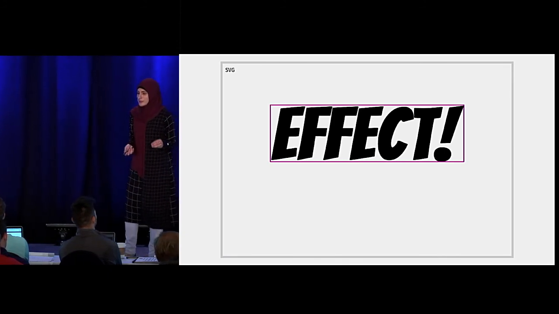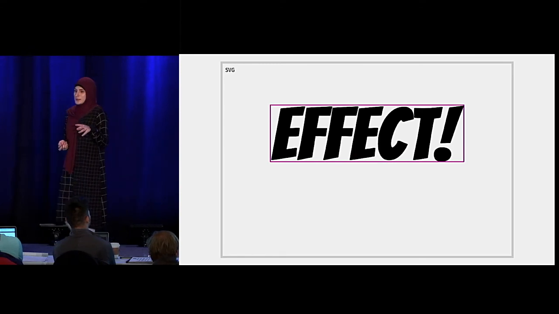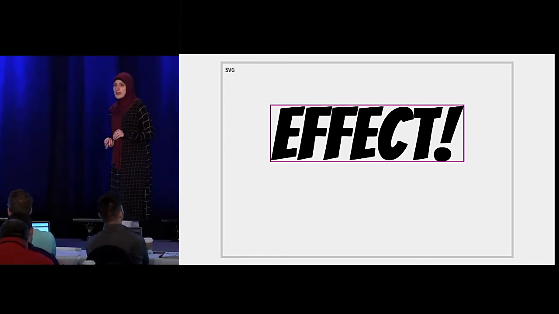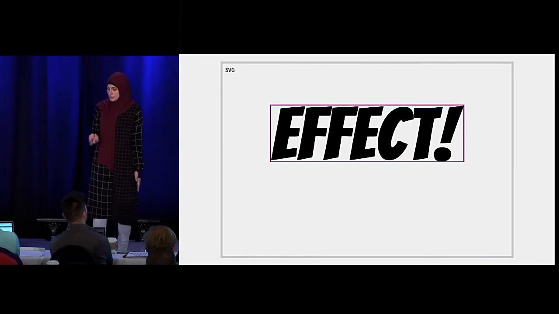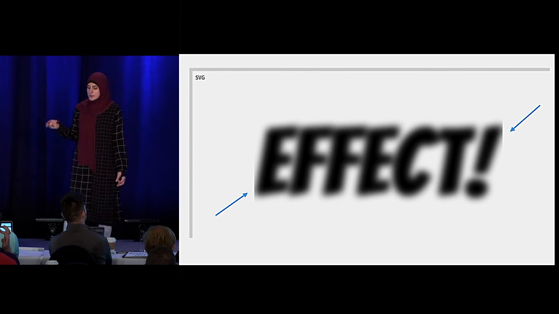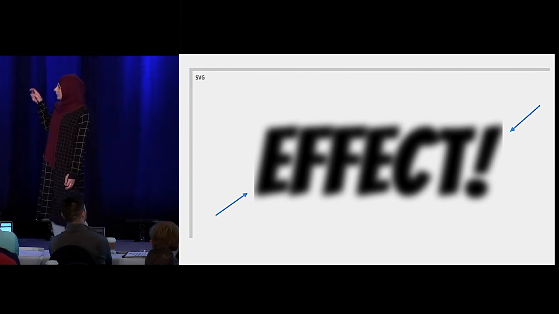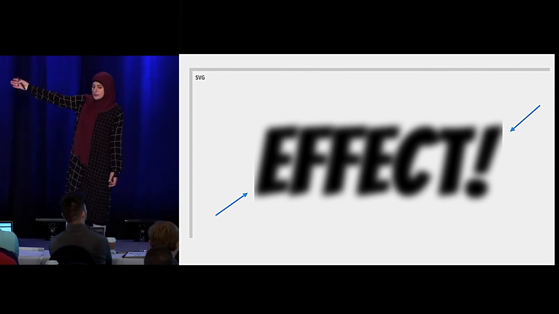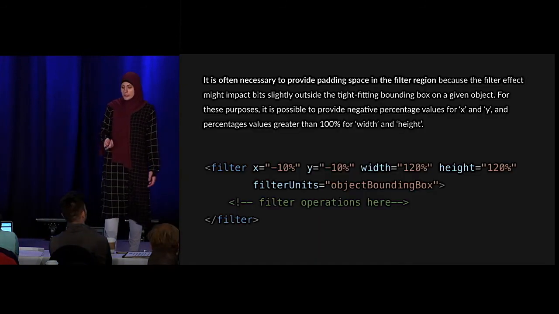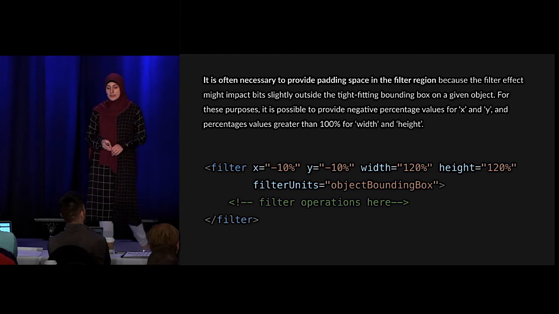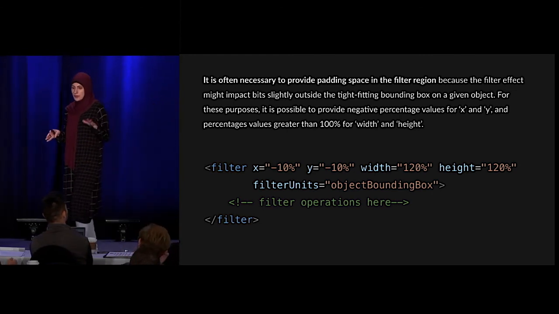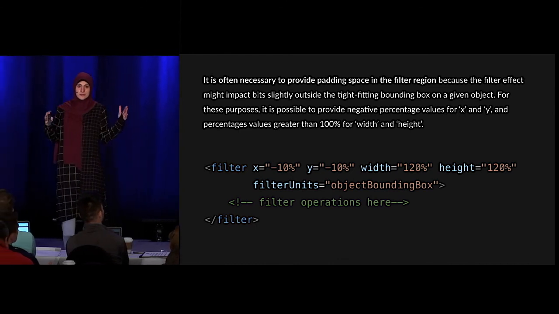But sometimes when that happens, you get a very undesirable result because many filters will impact pixels outside of the bounding rectangle. An example of this is the blur effect. This is what happens when the text is blurred. You can see that the blurring is cut off on both the right and the left side of the text. This is not desirable. And according to the specification, it's often necessary to provide padding space inside of the filter region because the filter effect can impact pixels outside of the bounding box.